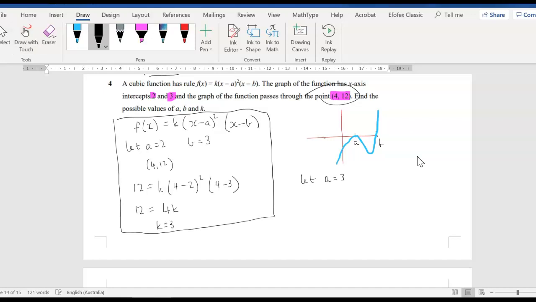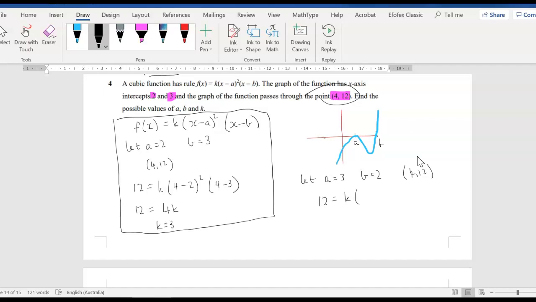All right, a equals 3 and b equals 2. Okay, because remember it doesn't tell us which order they have to be in. We then just substitute also the point (4, 12), just like we did before, but we're going to get a different value of k this time. So we've got 12 equals k.